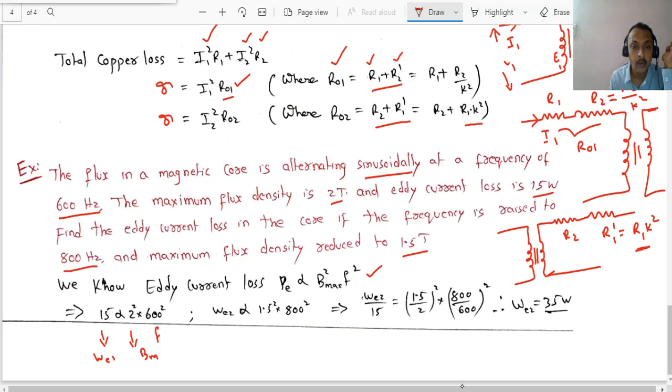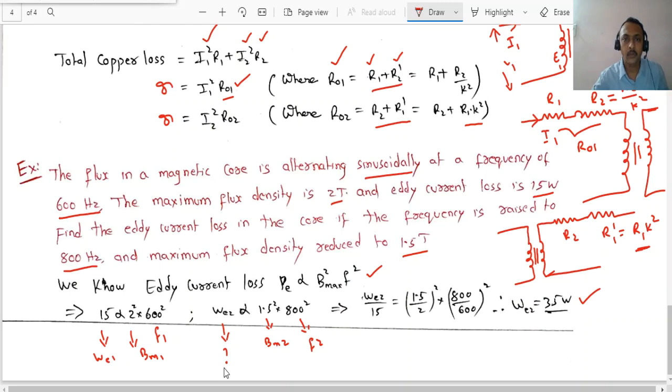Now in the second scenario we don't know the loss. It is a question mark. It is proportional to Bm2 squared and f2 squared, where in the first scenario we had Bm1 and frequency f1. During the second scenario the frequency is f2. Now We2 by 15 will be equal to 1.5 by 2 whole square into 800 by 600 square, and it is around 35 watts.